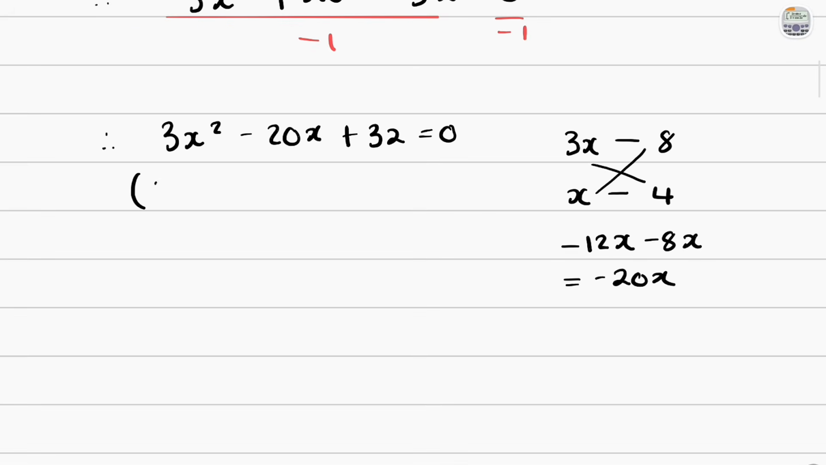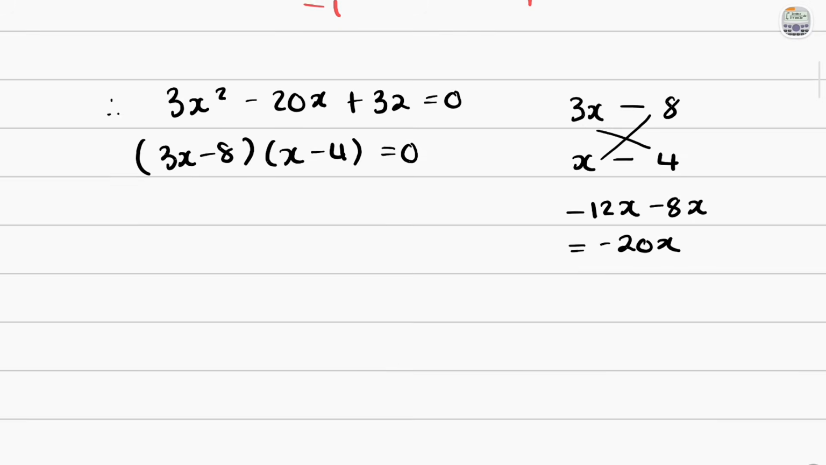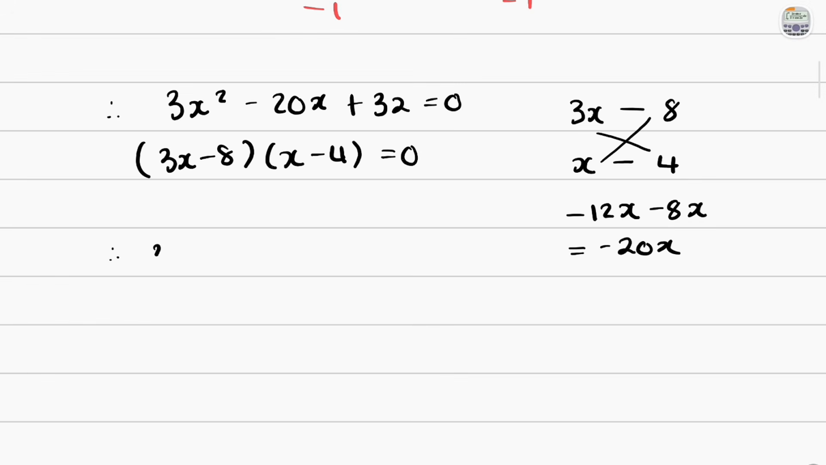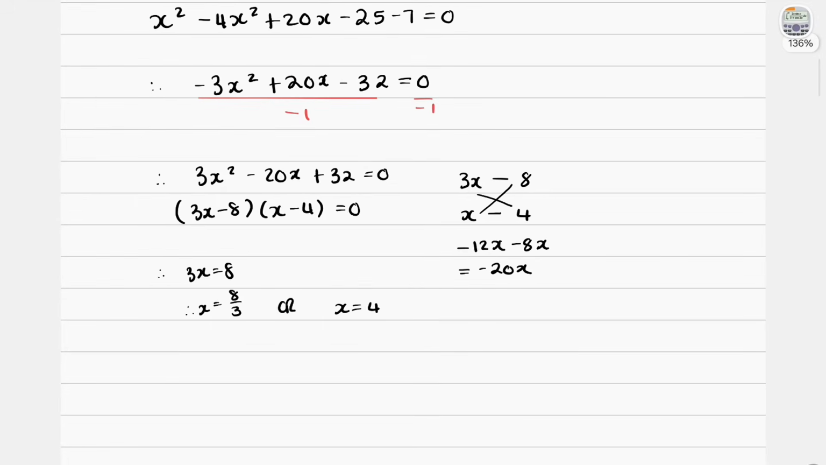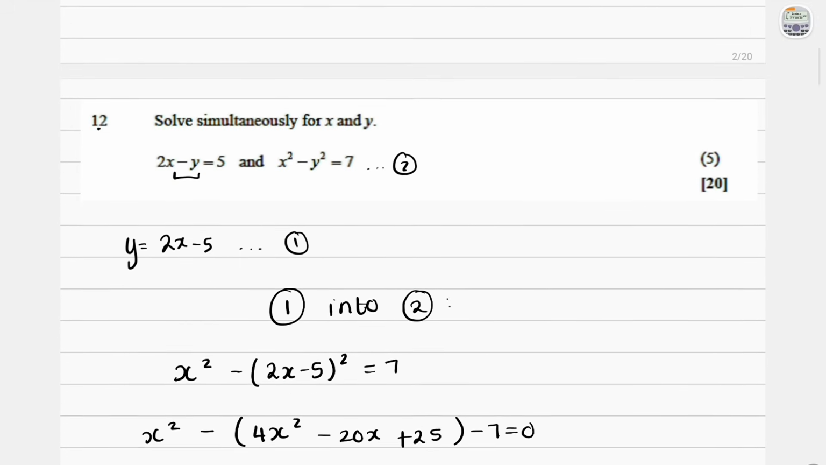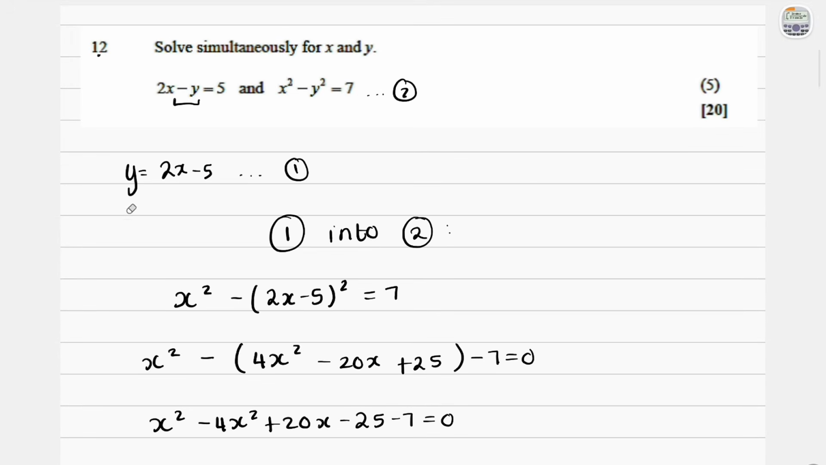And so our factors are 3x minus 8 and x minus 4 is equal to 0. Therefore, 3x is equal to 8. Divide both sides by 3. Therefore, x is equal to 8 over 3, or x is equal to positive 4. Okay, so we've got our solutions for x, and now we can use that to find our solutions for y.